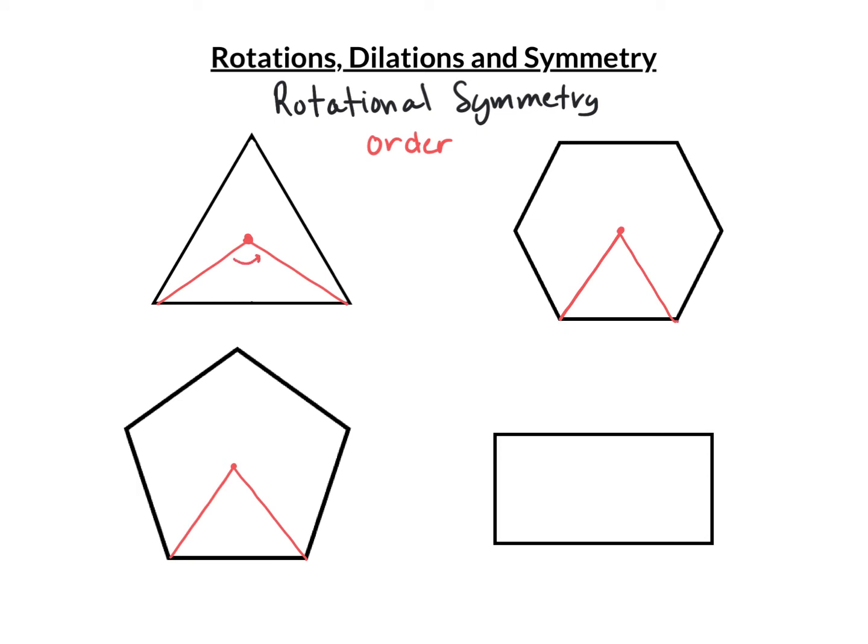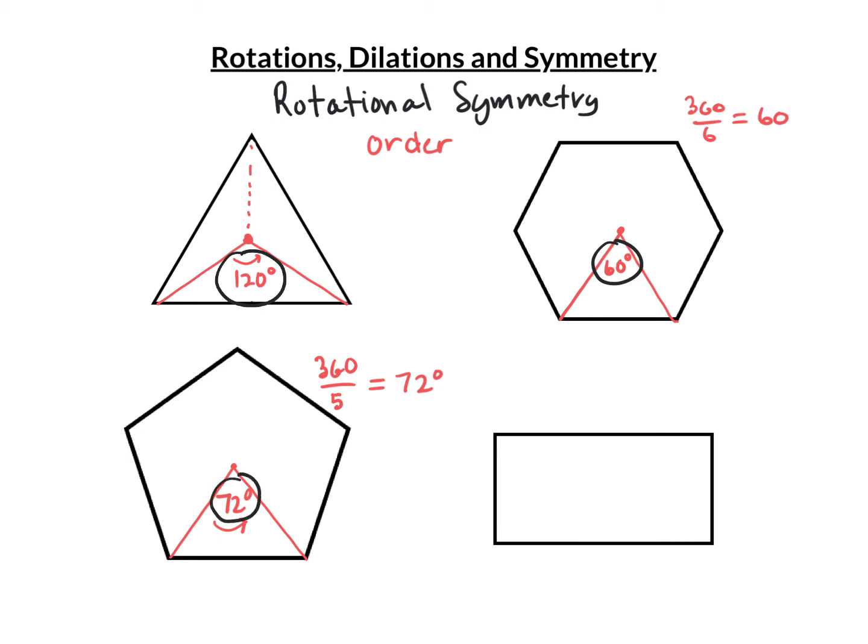Notice that this one would be 1/3 of a circle, 120 degrees. This one here would be 360 divided by 6, which is 60 degrees. For the pentagon, this angle would be 360 divided by 5, which is 72 degrees. These are the angles of rotation: 120 for an equilateral, 60 for a hexagon, and 72 for a pentagon.